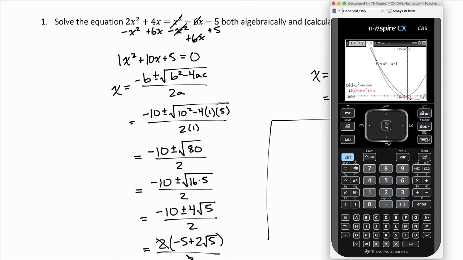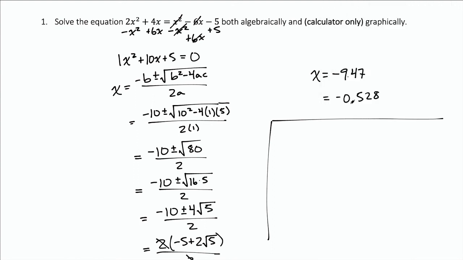This one over here, we do the same thing. We go Menu, Analyze Graph, Intersection. And then again, it's asking for a lower bound. So we go to the left of it, click, and then move to the right and click. And it's kind of hard to see there, but let's drag it up. Negative 0.528. And there's the other answer that we got.